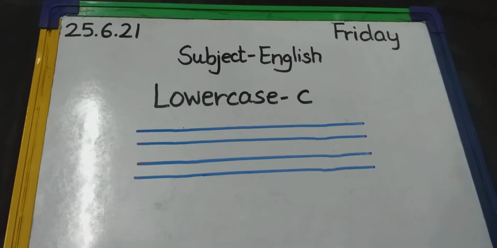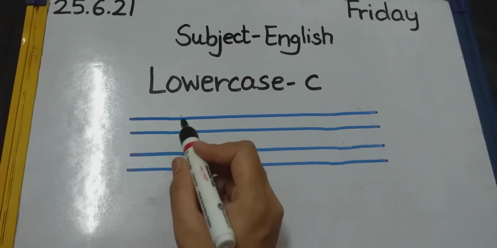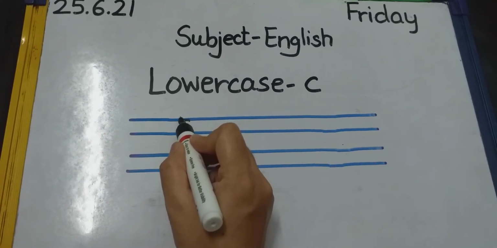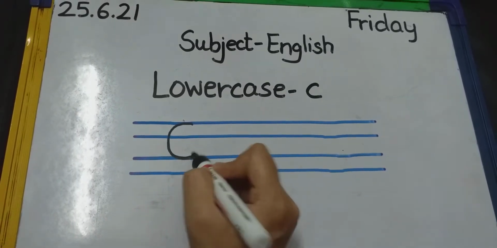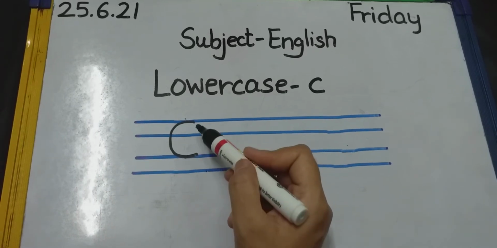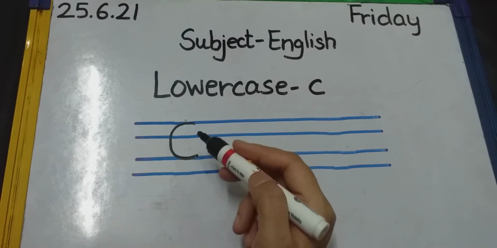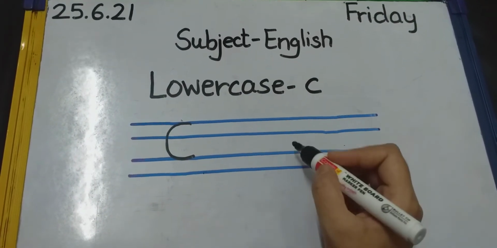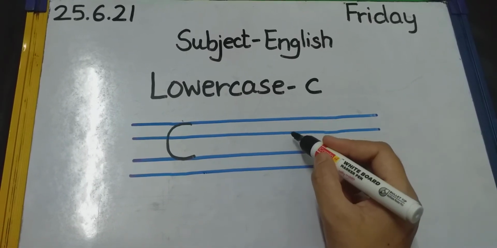So, children, let's start the lowercase c. In the previous class, we have learned, let us see in uppercase. So, how to write uppercase c? Like this. You have to use three lines. Okay, 1 2 3, 3 lines. Now for lowercase c, you have to use only 2 lines, these 2 lines.